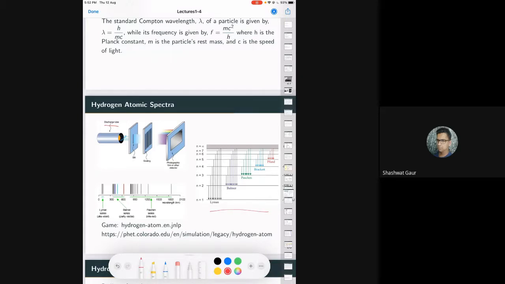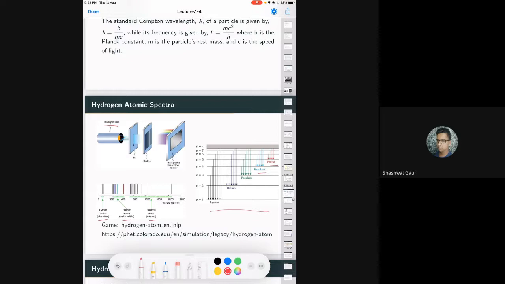The experimentalists who did this, different people discovered different parts of this spectrum, and the series are named after them. So there's the Lyman series, which is in the UV range, the Balmer series, which is a little bit in the UV and mostly in the visible range. Then you have the Paschen series in the infrared range. And then you have Brackett and Pfund in the far infrared, so longer wavelengths.